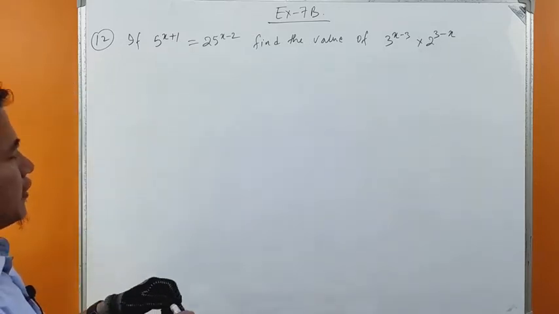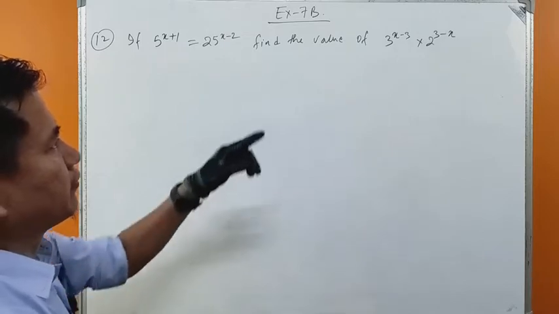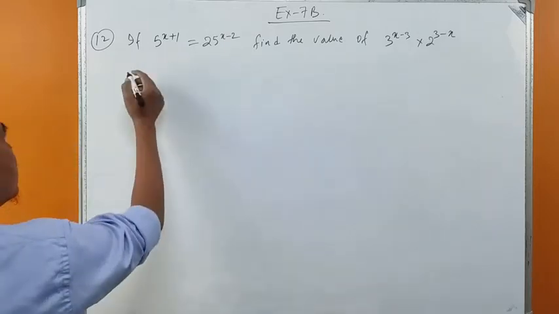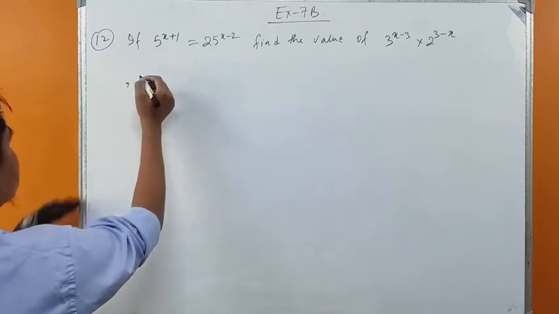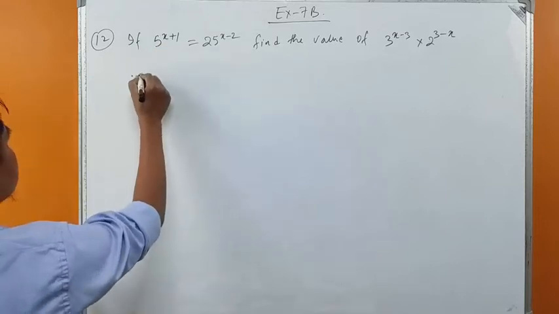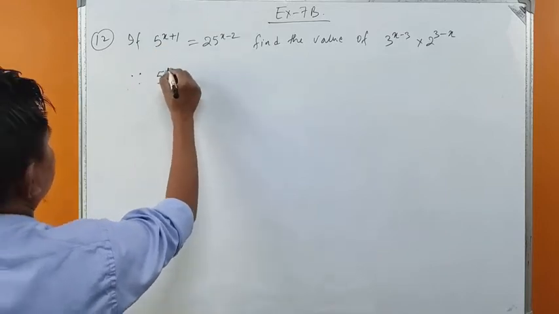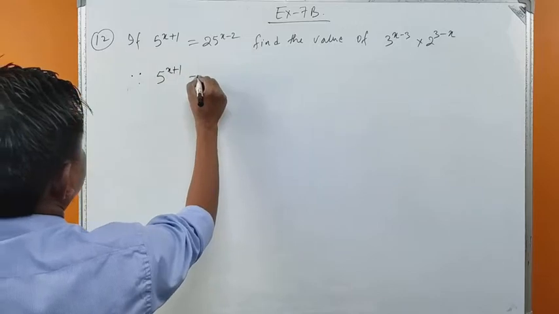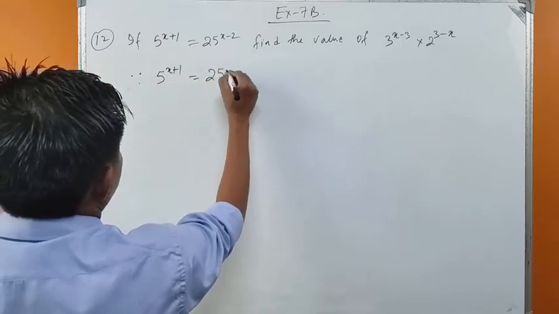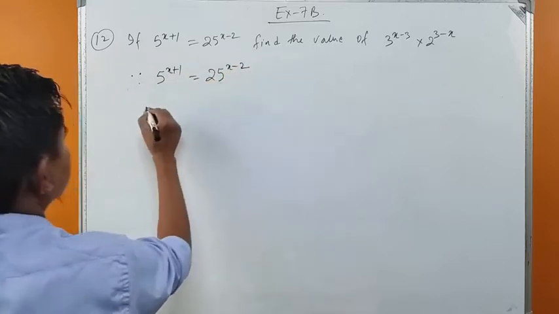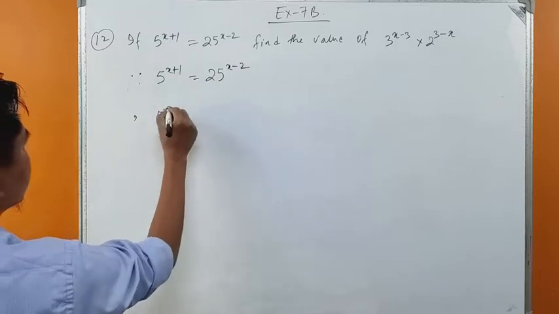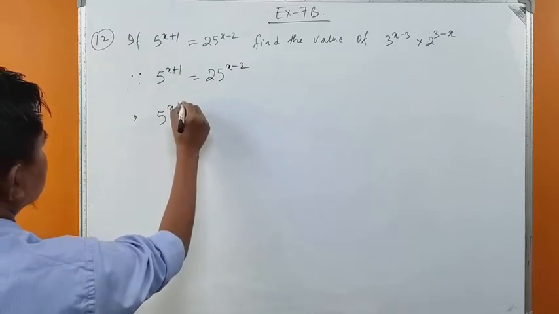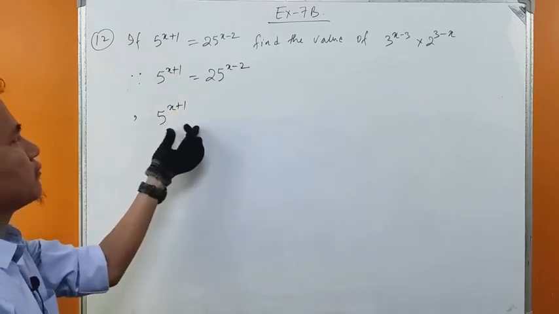So first we find the value of x and then we can find the value of that expression. So here, since this is the given condition, we copy this first: 5 to the power x plus 1 equals 25 to the power x minus 2. This is the given condition. So we write 5 to the power x plus 1. I am trying to make the bases equal.